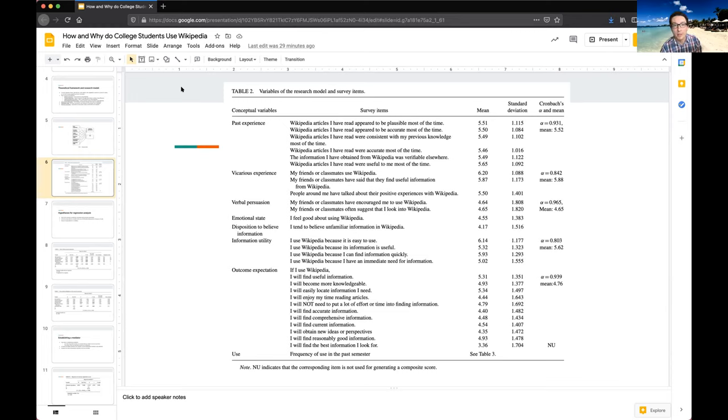Let me try differently. How many conceptual variables are there in the first column? I don't know, some number. Approximately, right? Six. Yeah, six-ish. Okay, so how many items are there? Many more than six. Ah. Why is that a cool thing? Because together you get more information about a variable than if you had just asked one small question about the whole thing. If the question was, how much does my past experience influence whether I use Wikipedia? This is a pretty terrible question. But instead you poke at it with very small specific questions.